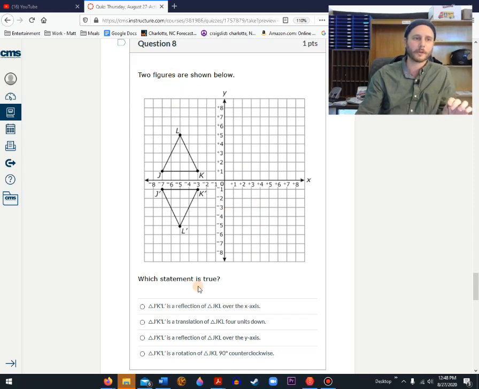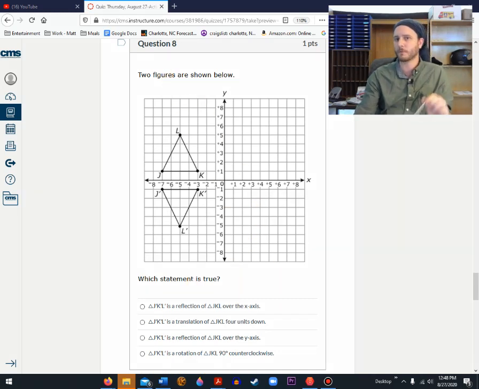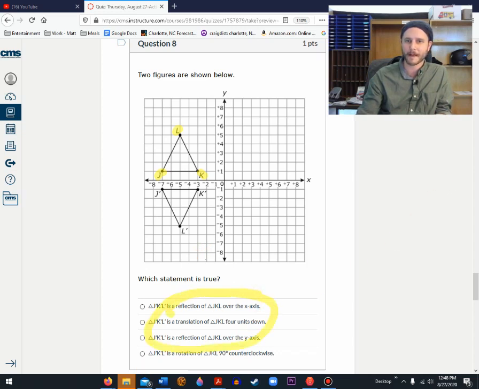Two figures are shown below, which is true. Pay attention to which one is your original. This shape up here is just JKL. Anytime you don't see those little alpha marks, those tick marks, that tells you that it's the original. This shape up here in quadrant 2, that is my original shape. The shape that is down here, that is my new shape. So let's double check and make sure none of our answer choices have that fact confused.